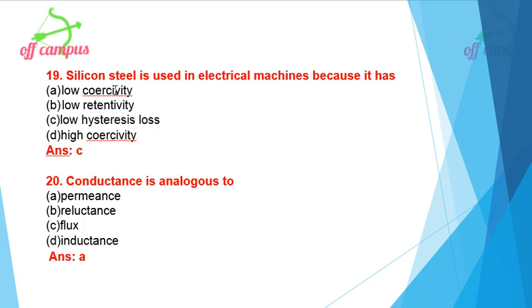19. Silicon steel is used in electrical machines because it has low coercivity, low retentivity, low hysteresis loss, or high coercivity. Option C, low hysteresis loss. Then question number 20. Conductance is analogous to permeance. Option A, permeance, is the right option.